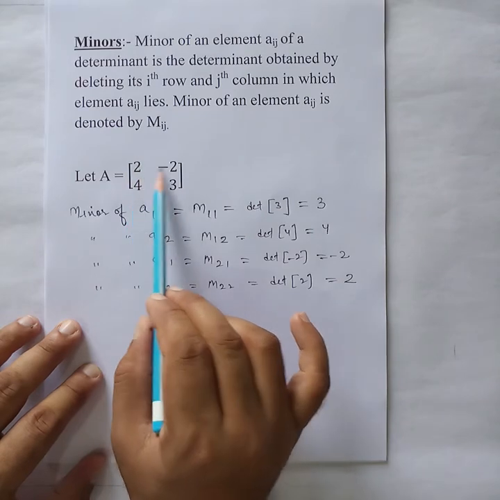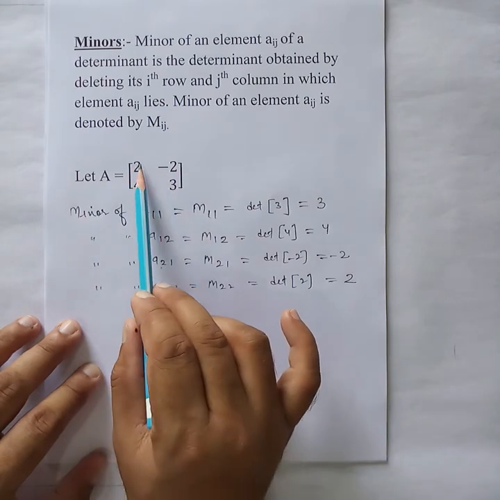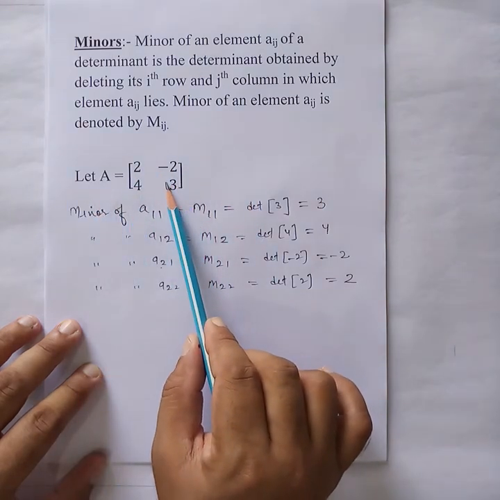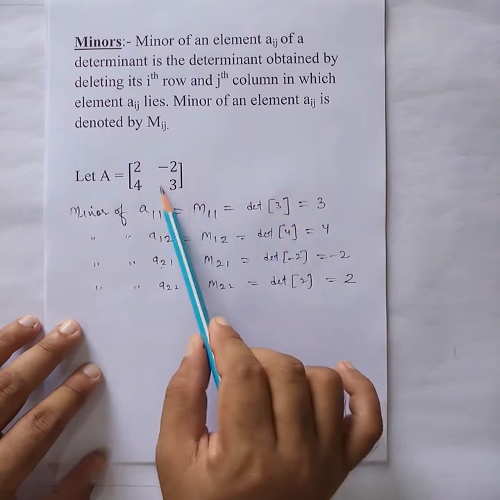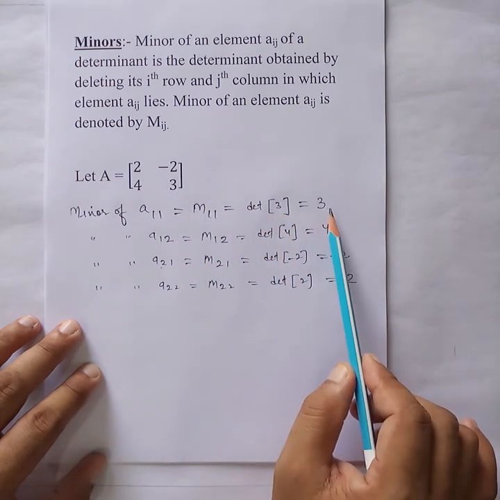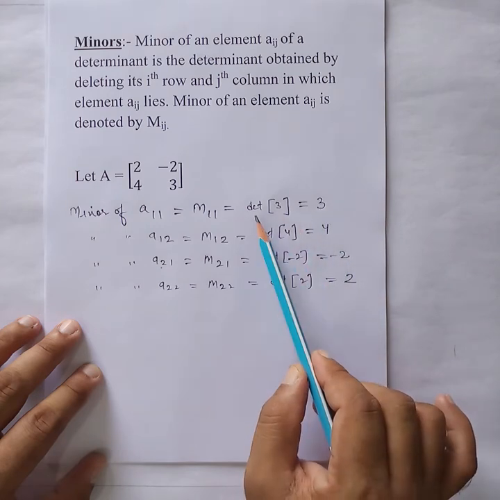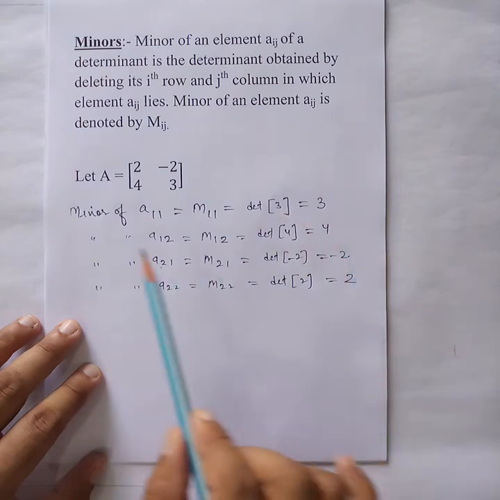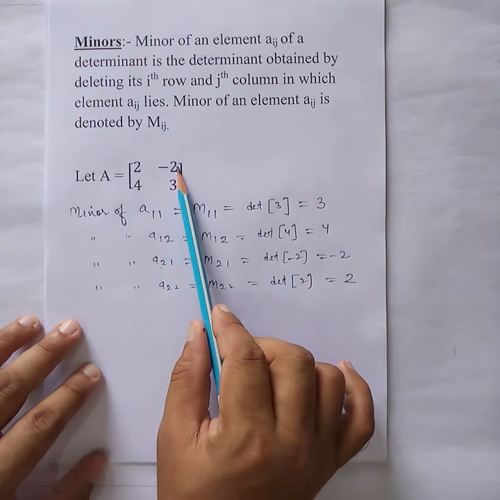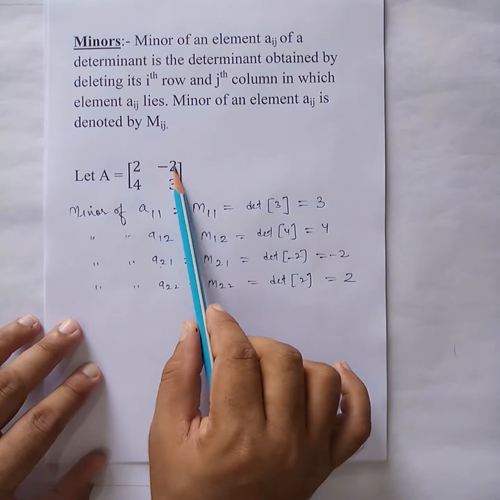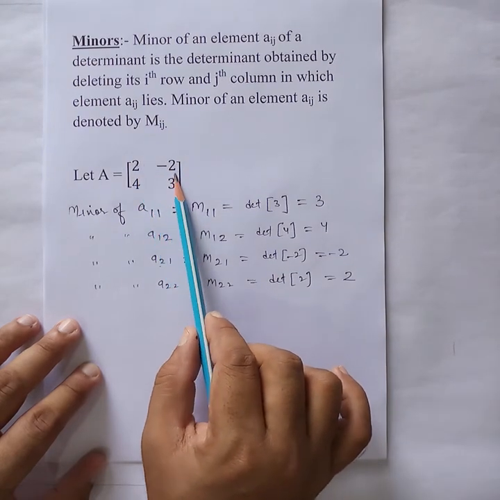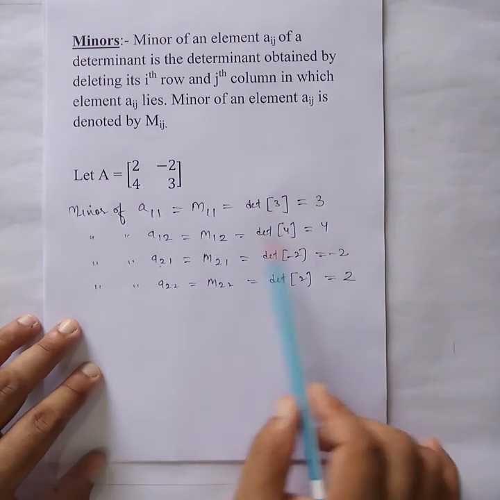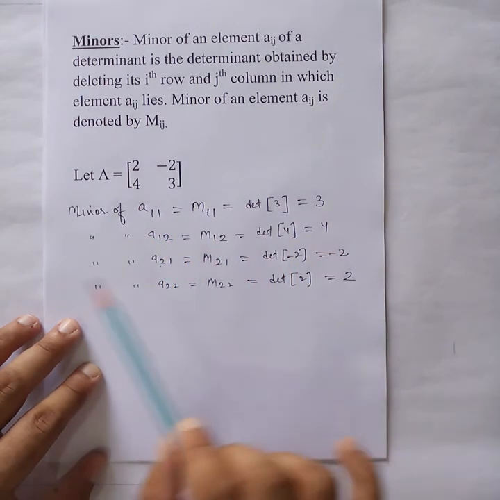A11 lies in first row and first column, so we delete first row and first column. Then what we get? We get element 3. So determinant of this element will be minor of A11, that is 3, because determinant of a single element is that element itself. Similarly, minor of A12, this element lies in first row and second column. So when we delete first row and second column, we get 4. So determinant of 4 will be minor of A12, that is 4.